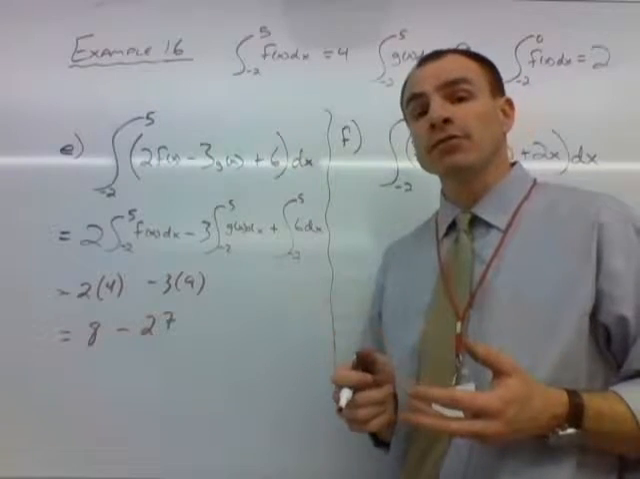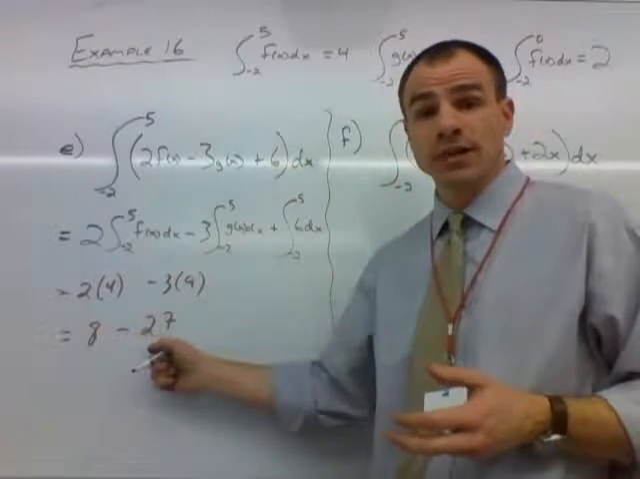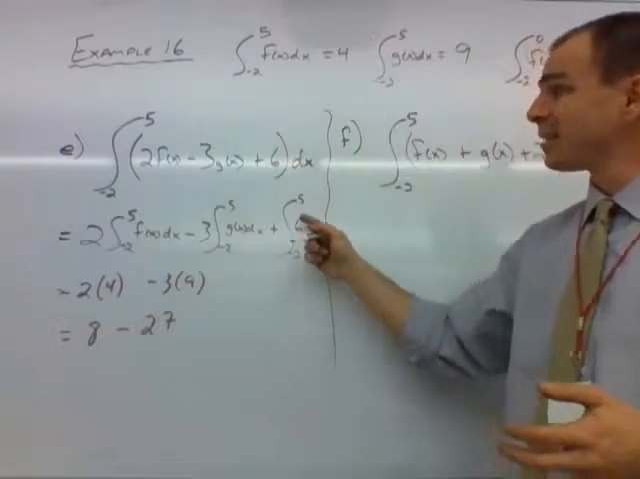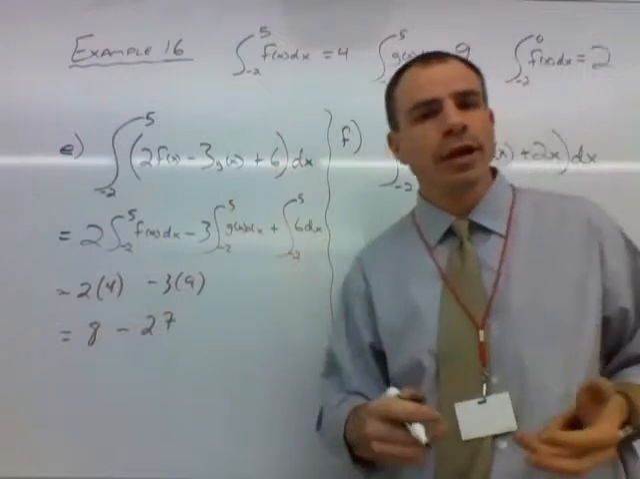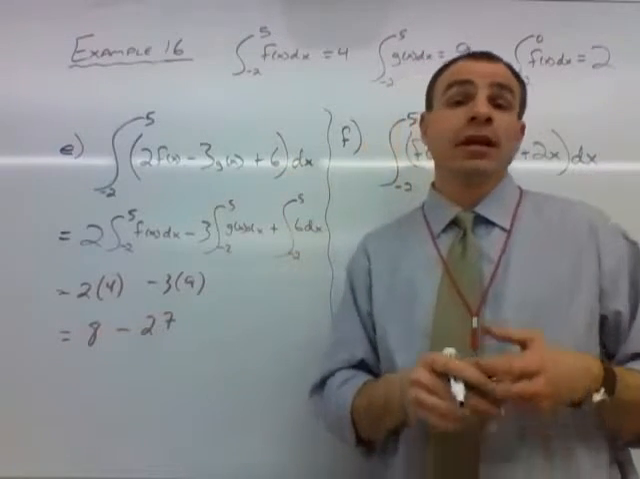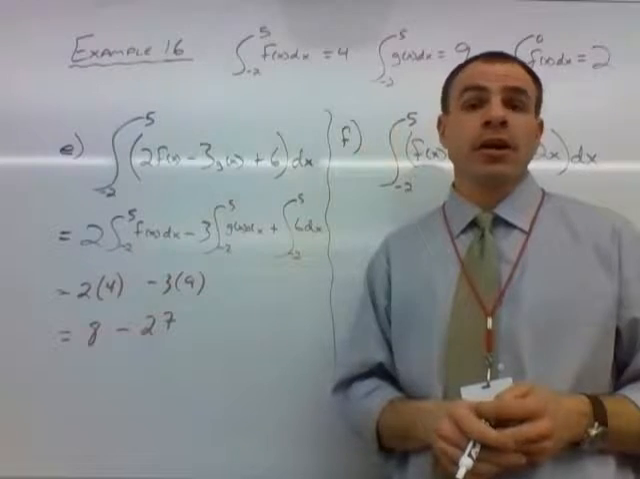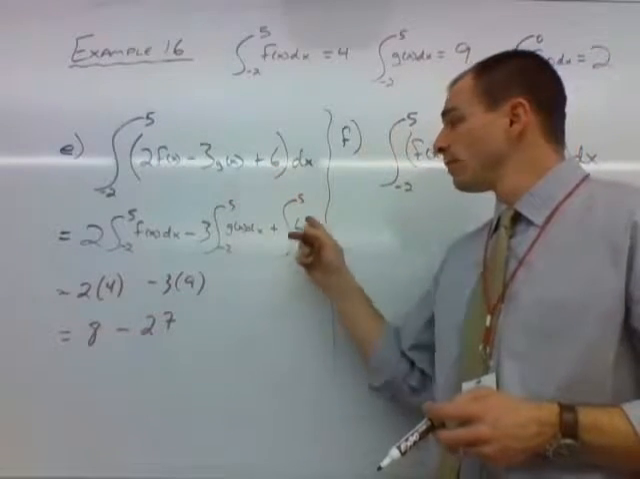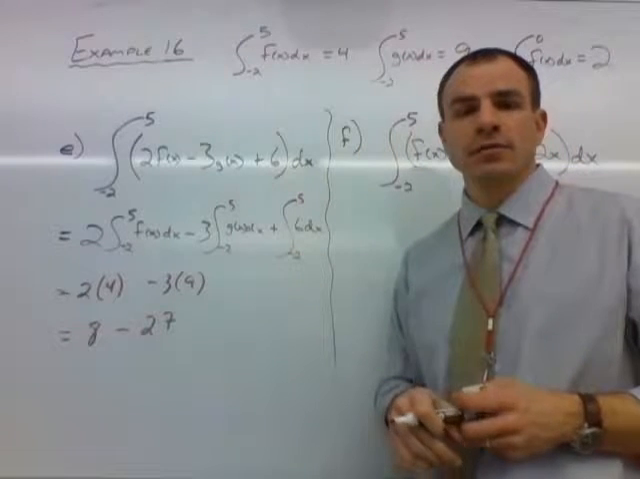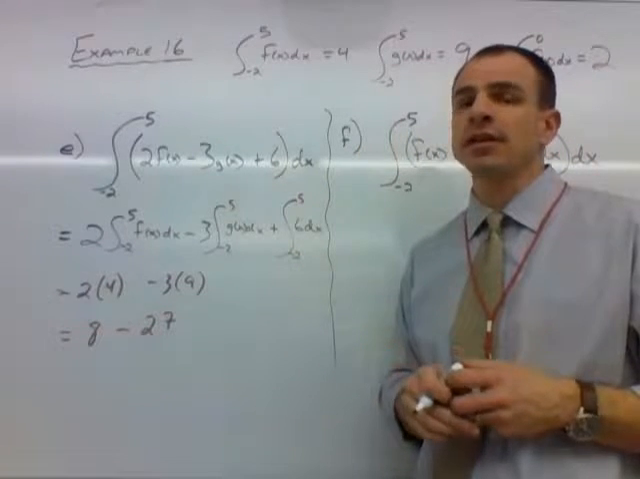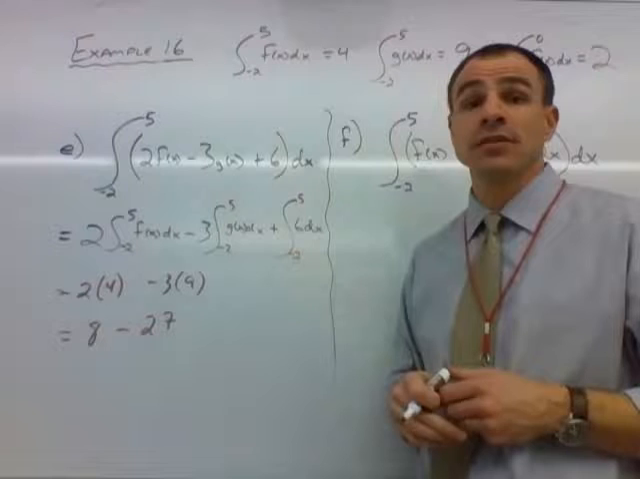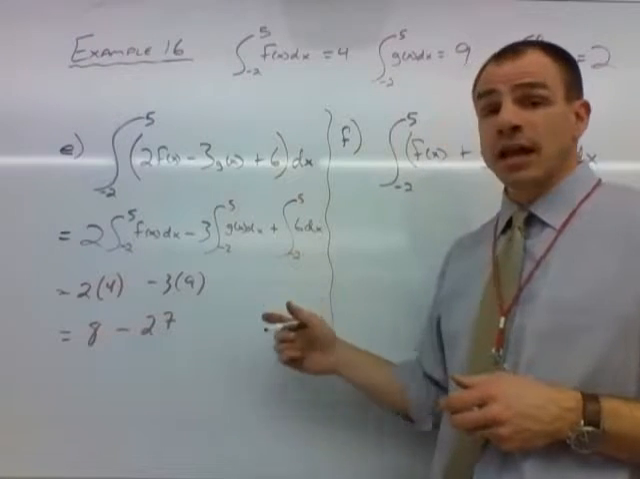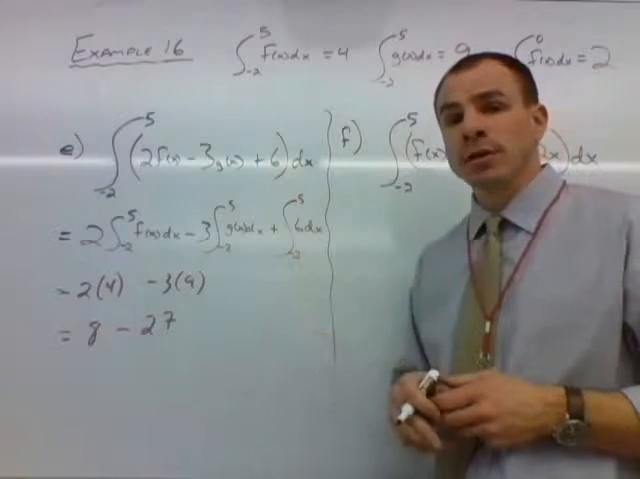And what a lot of students want to do is say, okay, well, this is negative 19, and I need to add 6 to that. So my answer must be negative 13. And unfortunately, that's incorrect, okay? Because we're not adding 6, we're adding the integral from negative 2 to 5 of 6, okay? And that's not necessarily equal to 6. In fact, in this case, it's not, okay? So our answer is not going to be negative 13, even though it seems like it should be, right?